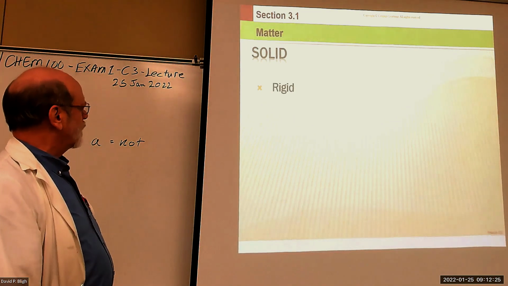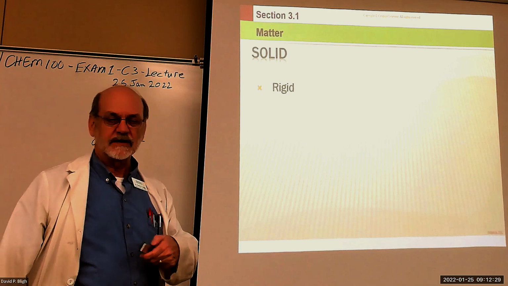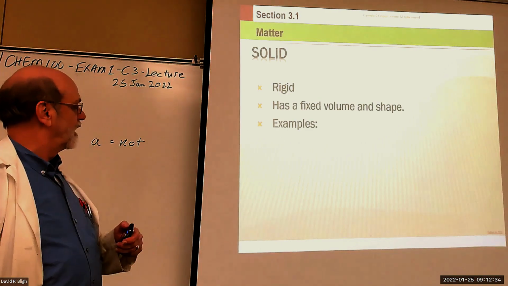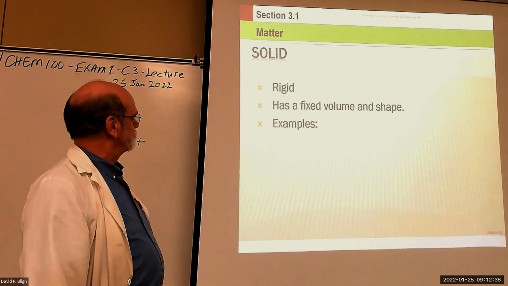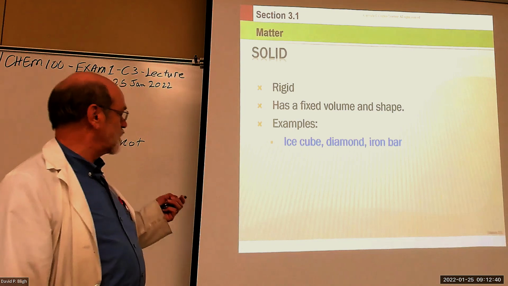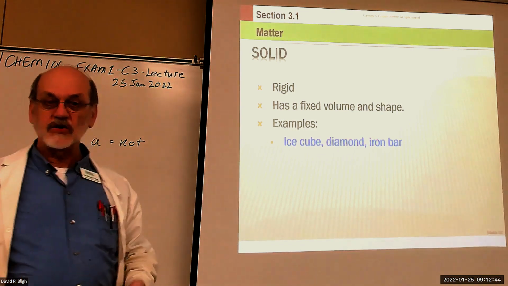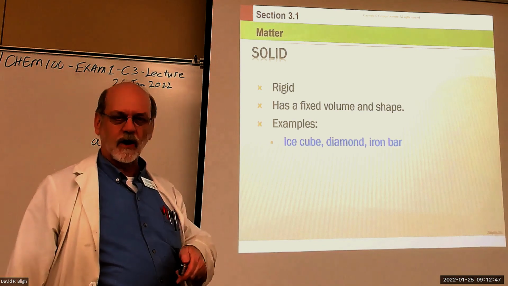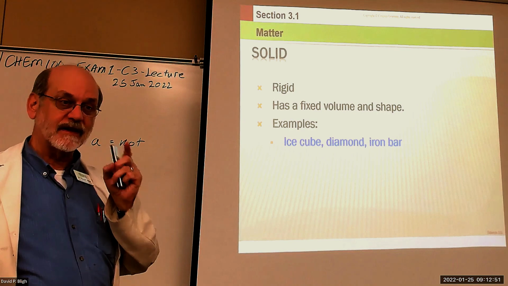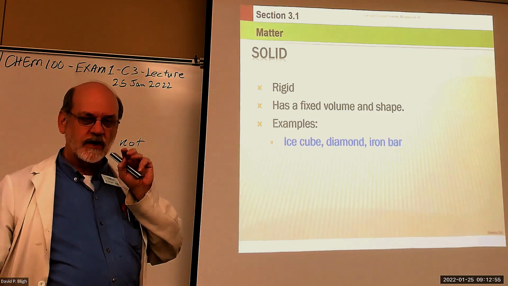Okay, so we characterize a solid as rigid. In other words, it holds its own shape. It doesn't need a container. Like an ice cube, or a diamond, or a chunk of metal, an iron bar. They're all solids. They can stand on their own. And they have a definite volume. In other words, as long as the temperature doesn't change, their volume is constant.